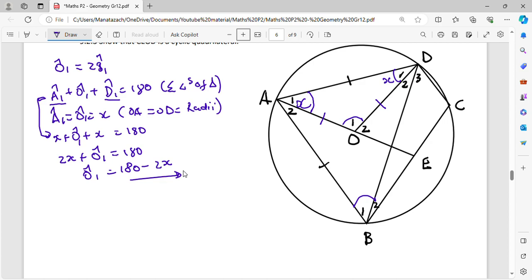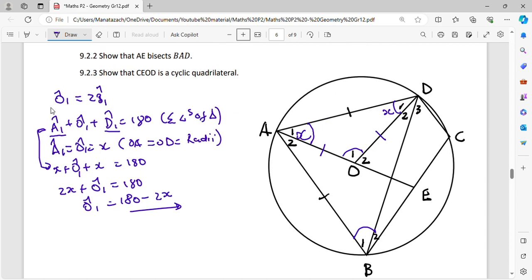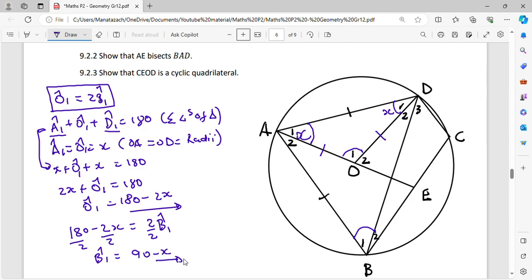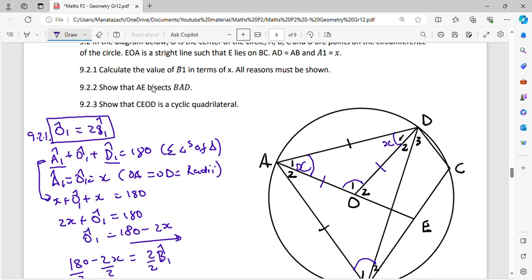Okay, now we've written, remember, we've already established this one. We've proven it on the first question. So let's replace O1 by 180 minus 2x. So we'll say 180 minus 2x is equal to 2 angle B1. Then we'll start dividing every term by 2. Then B1 will be 90 minus x. So that would be the first question, 9.2.1. And then the second question, 9.2.2, show that AE bisects BAD.